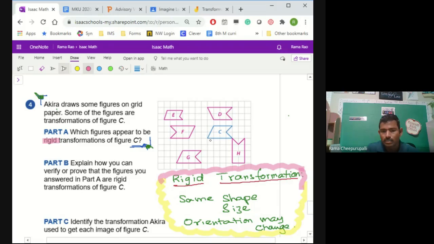So what do you guys think? The G, do you think it's the same size and shape? Yes or no? Put it in the chat box. Do you think it's the same size and same shape? C and G. I want everybody to be part of it. Type your answer.